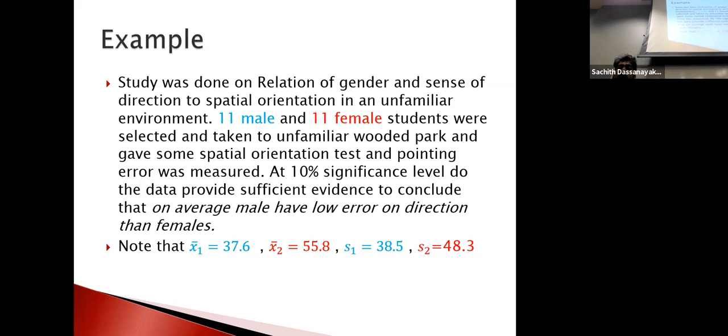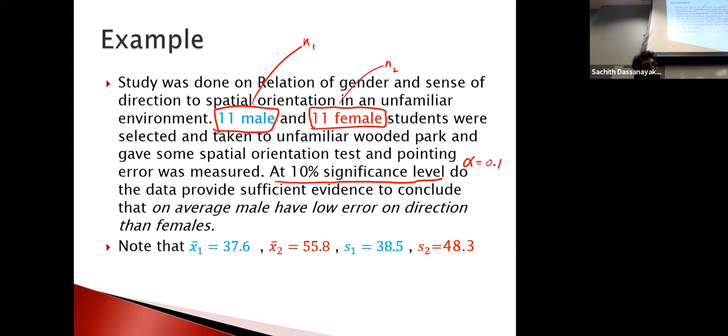Right, this is a study based on genders, 11 males and 11 females, based on their average error on directions. There are two populations, male population and female population. From those two populations, we have taken two samples. Let me call this N1 and N2, the sizes of the two samples. They are independent, so don't worry about that. The significance level is 10%, so we know alpha is 0.1.